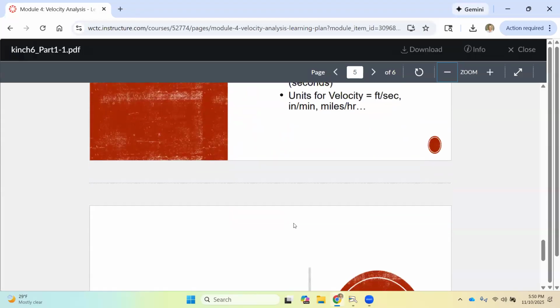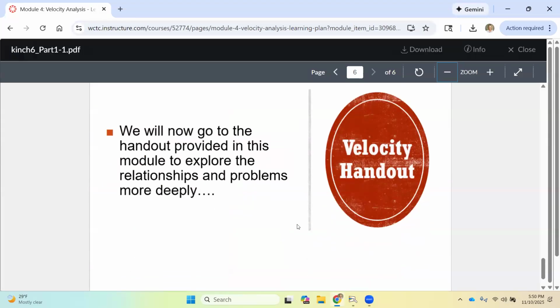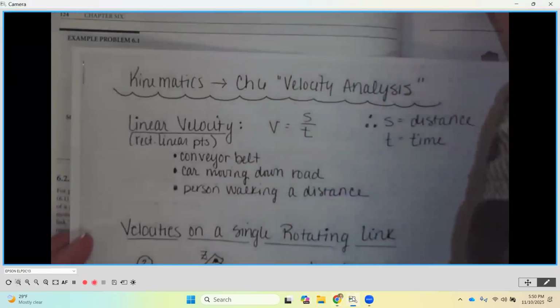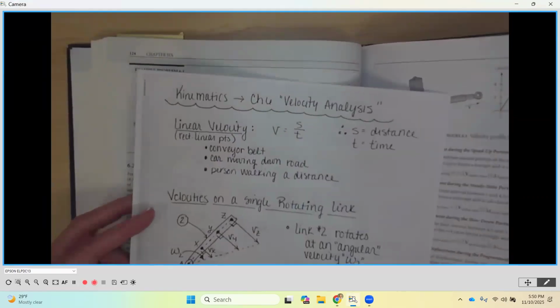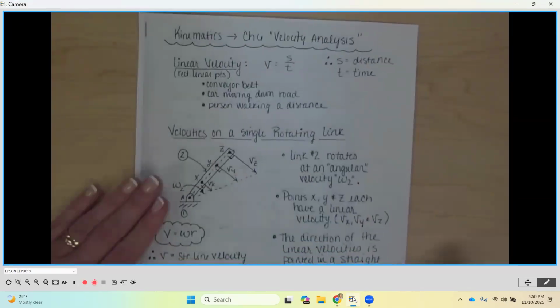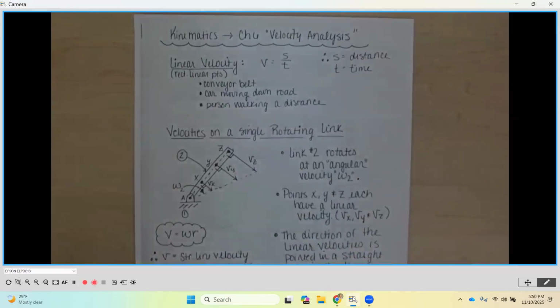Okay. Let's go back to our handout. On the next PowerPoint presentation here, it says now we're going to go to that handout that was provided in the module. Okay. So for those who are in class, everybody's got the handout here, right? Okay. For those who are virtual, hopefully you were able to print it off. Okay. It's in module 4, right in the learning plan. So it's the handout. It's a PDF.